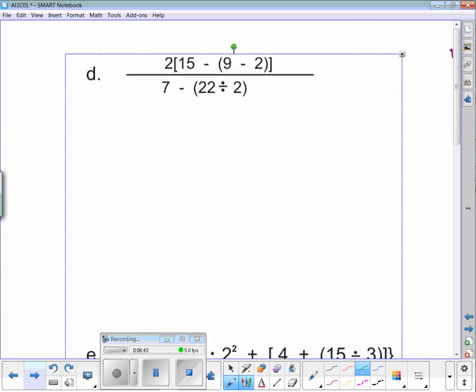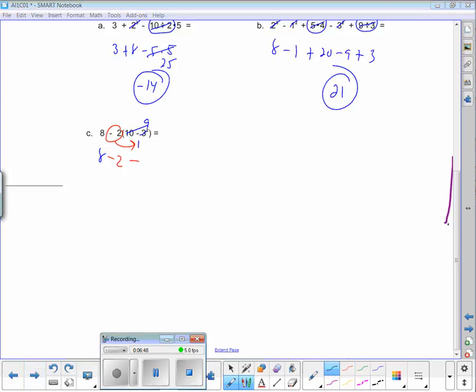Try D, peoples. Try D. I'm going to pause. Try D. So let's go back and take a look at that. This would be 8 minus 20 plus 6.